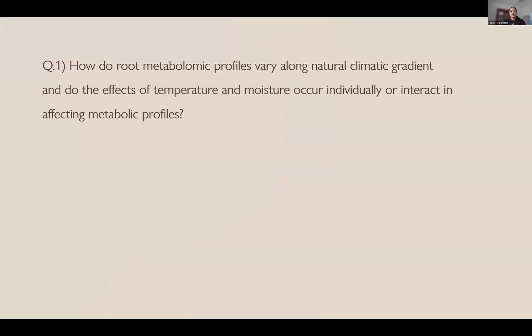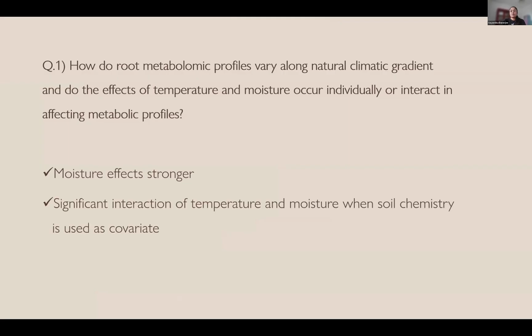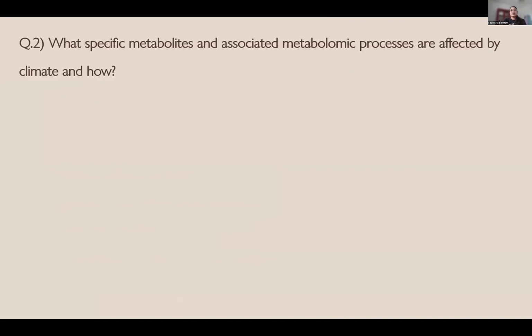So to conclude, I come to my first question: how do root metabolomic profiles vary along a climatic natural gradient, and do the effects of temperature and moisture occur individually, or do they interact in affecting metabolic profiles? And my first answer is that moisture effects were stronger. Significant interaction of temperature and moisture was seen when soil chemistry is used as covariate. So the hypothesis we had that soil chemistry might affect the impact of climate is not true. And we see that the temperature effects were not significant individually, but in combination with moisture, the interaction effects were significant.